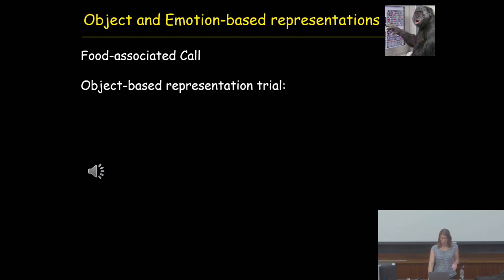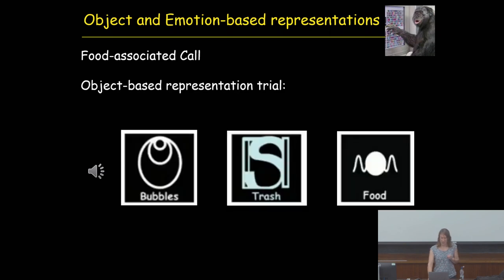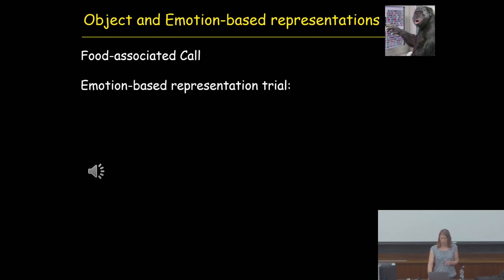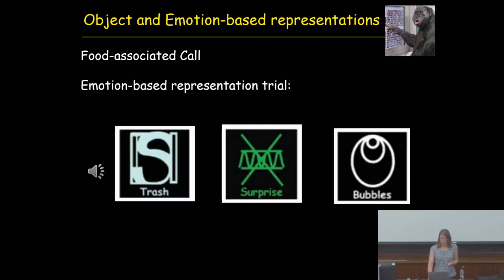He would hear a food-associated call, which sounds to the untrained ear somewhat like the alarm call, shorter and higher pitched. And again here the correct match would be food, so that's his object-based representation. And then in his emotion-based representation trials, he would have surprise. That was his word for a positive surprise, whether that's a person he didn't know that was coming, a present, food enrichment, something surprising and positive for him. That was his positive emotion word.